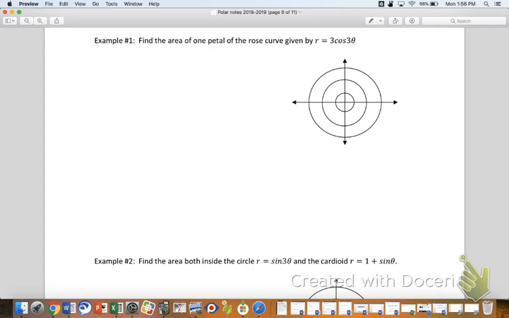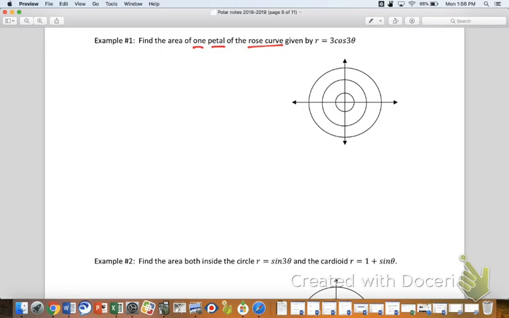Radius. Whenever radius is 0, that's when the petals start. I look at this and I see, find the area of one petal of the rose curve. So I look at that and I think to myself, I know that it's a rose. And I might not even necessarily have a clue about how many petals it is. I might even mess that up. I might say, oh man, at 3 theta, does that mean there's 3 petals or 6?